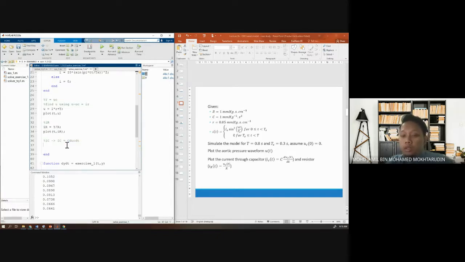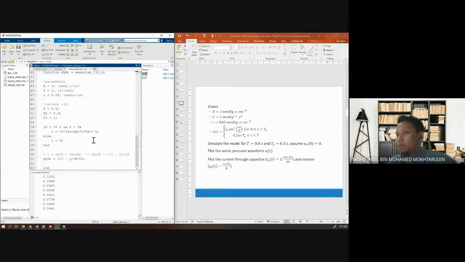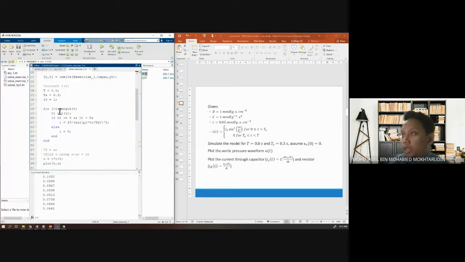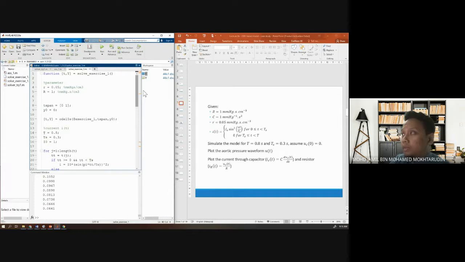So what you need to do is you need to just write differentiation of UC, okay? So when you write diff UC, it will automatically differentiate UC. And then you can plot T, IC. Saya tak nak run sebab takut fail. Okay, so this is about how to do some analysis on your results.